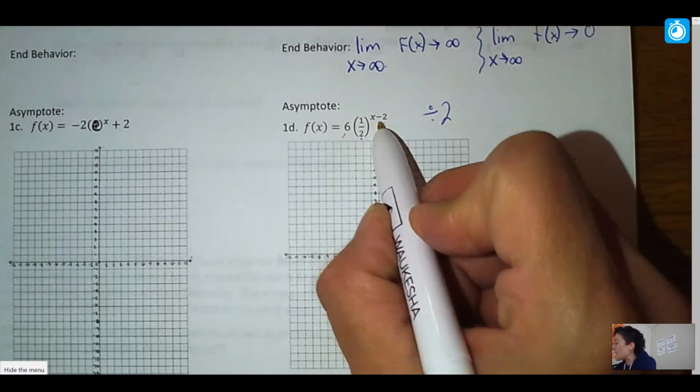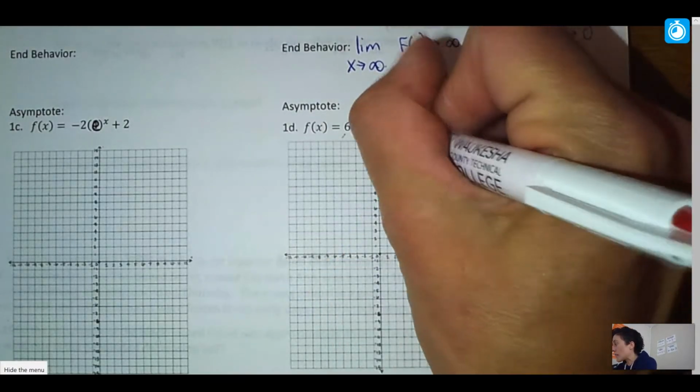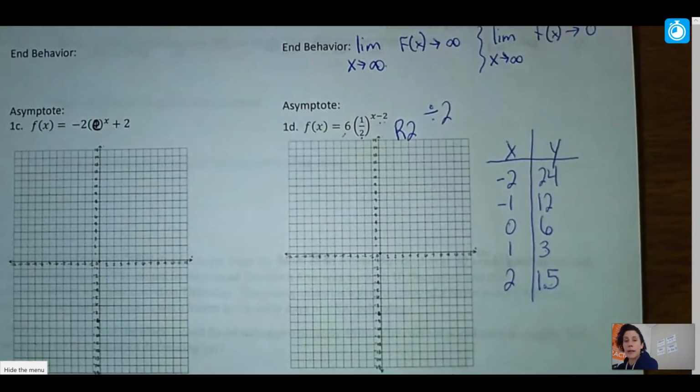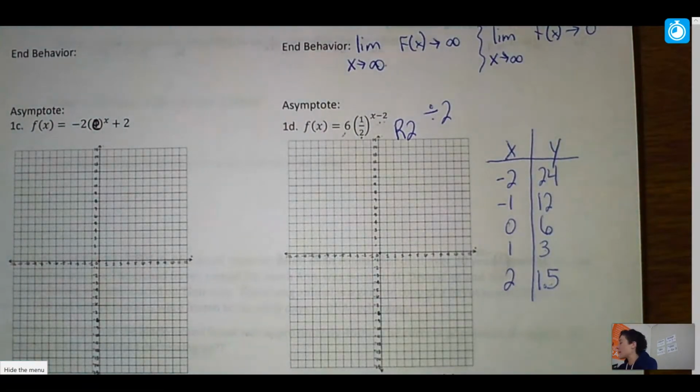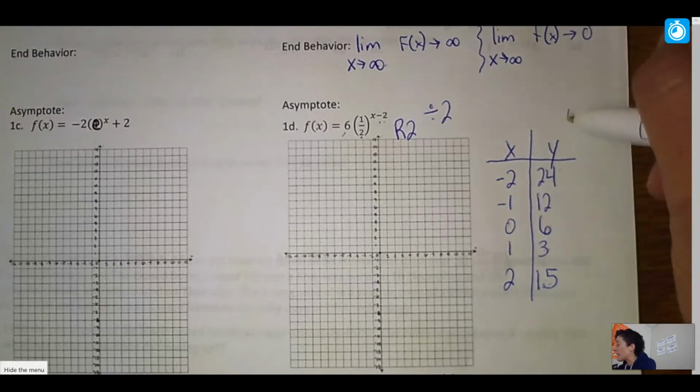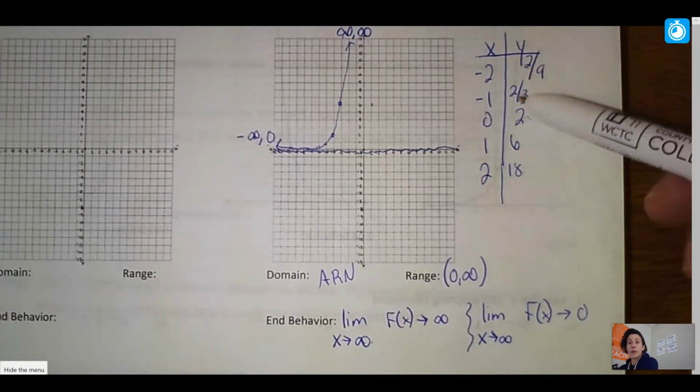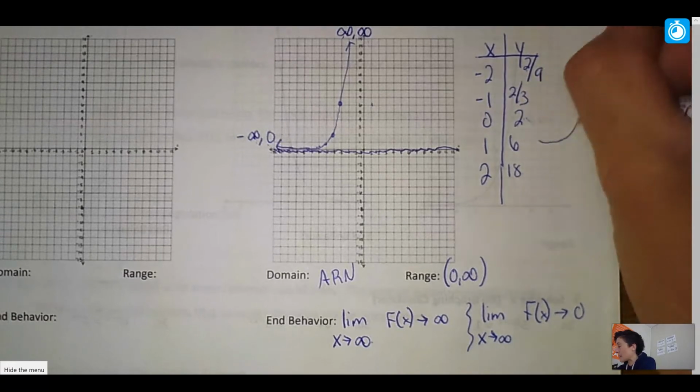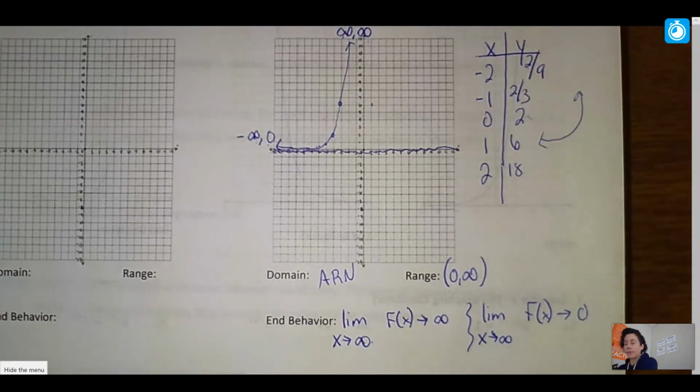So when I see this, I want to think +2, which is going to take all my points and go right 2. The one thing I didn't talk about in the last graph is how do I know the shapes? Since the y's are going down, they're getting smaller, this should be the shape. And here, since the y's were getting bigger, I should have talked about that that was the shape.